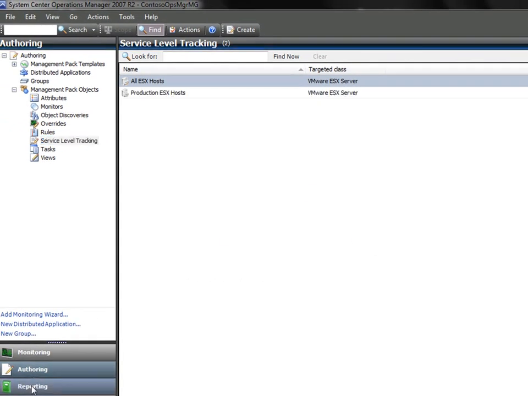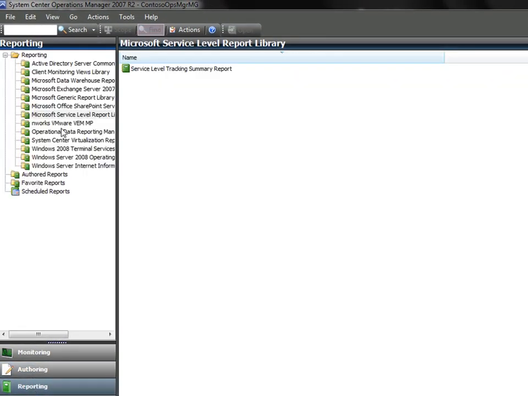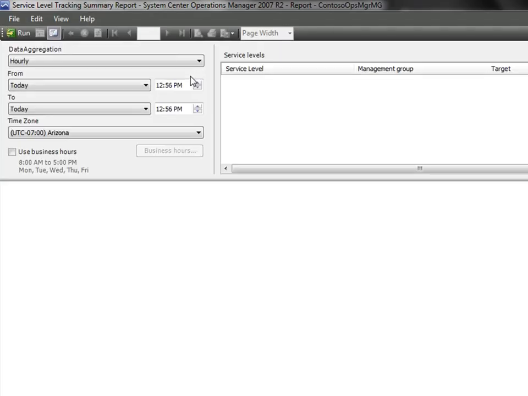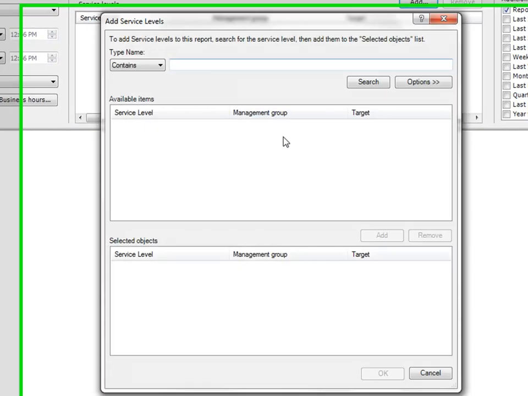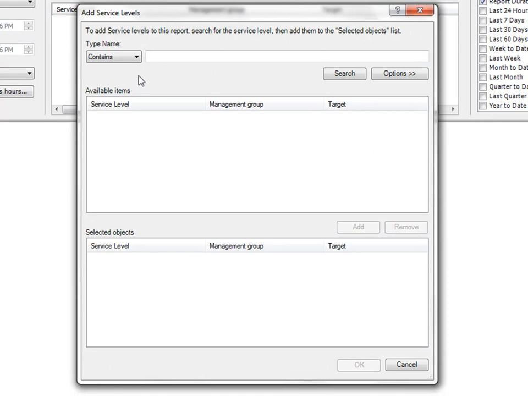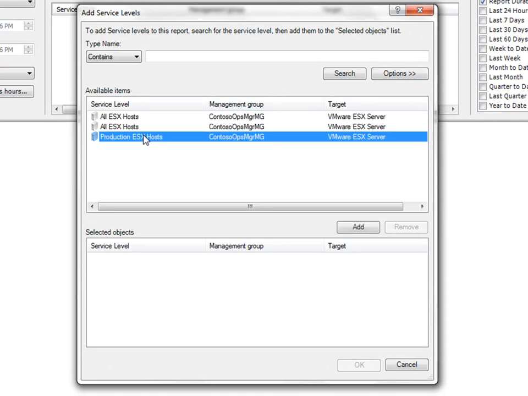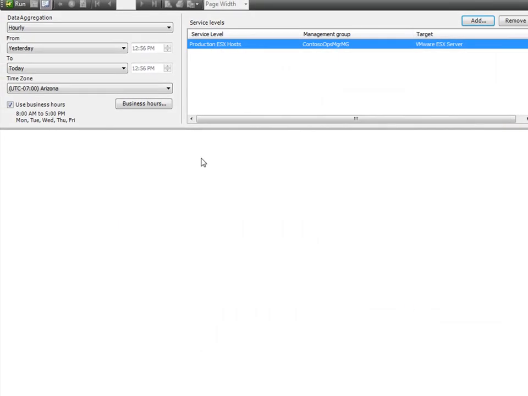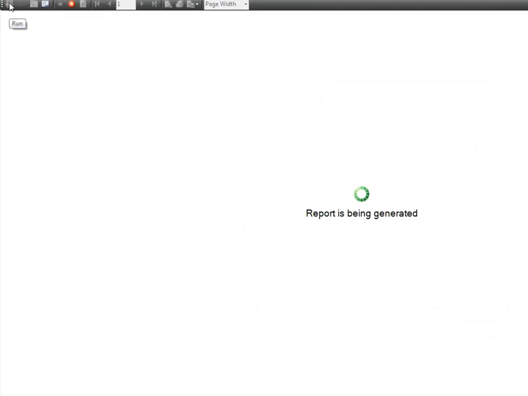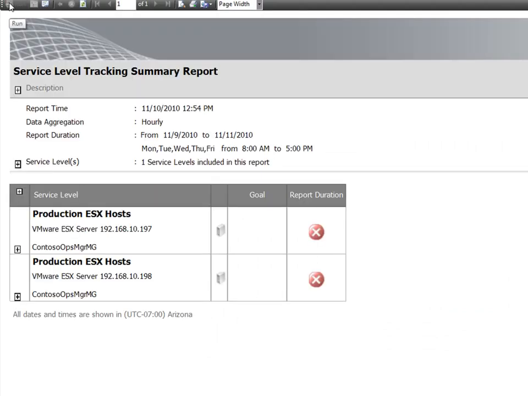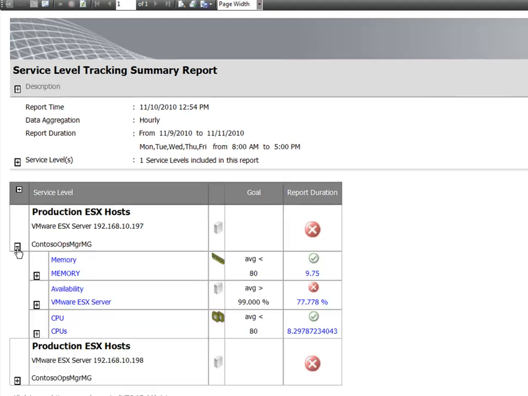Let's go ahead and run the report against the second service level tracker that we just created. Notice that in this report, only 2 ESX hosts are present. This is because we have scoped the report down to only the production ESX cluster.